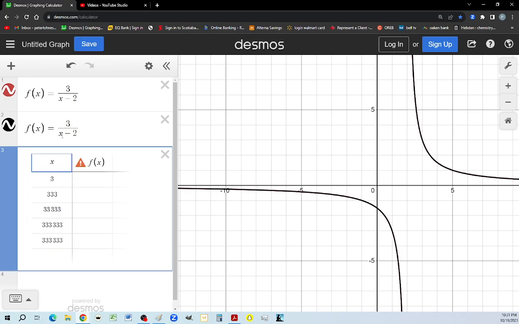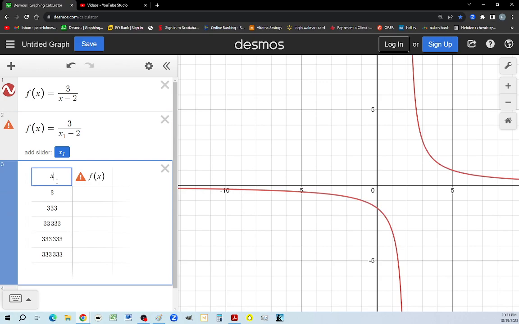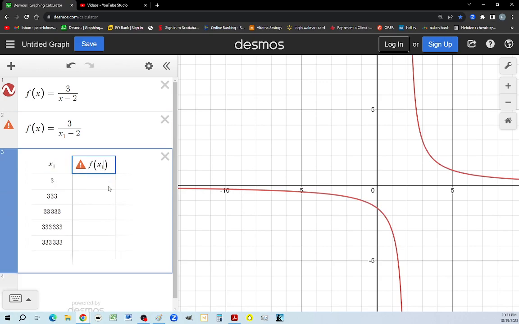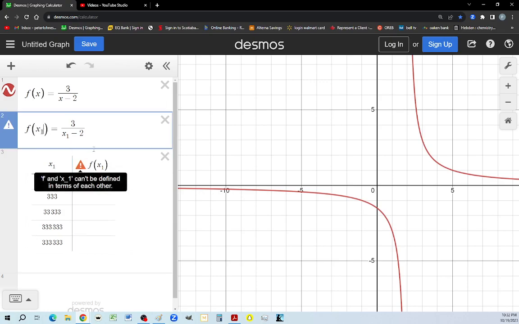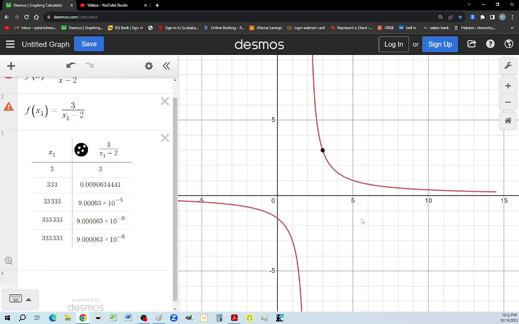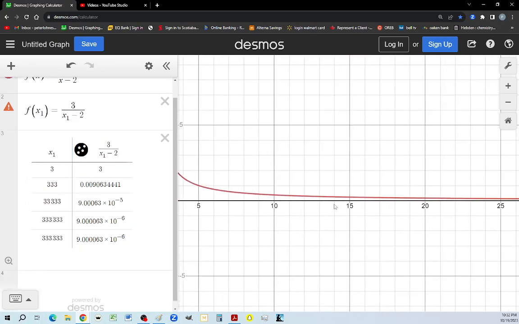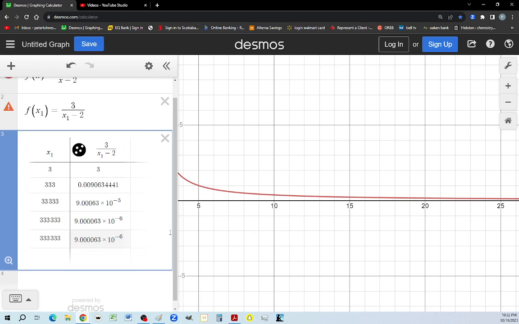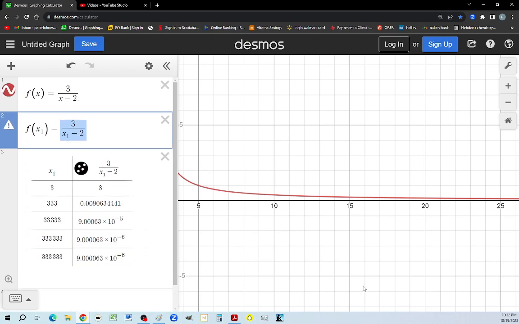And then we can just make this x1, and this f of x1. Still didn't do it. Let's try f of x1 here. Let's try putting this here. There we go. And we can see it gets to a really tiny number as we approach the far right. That's because it's a tiny number, but positive, because 3 over a million is going to stay positive.